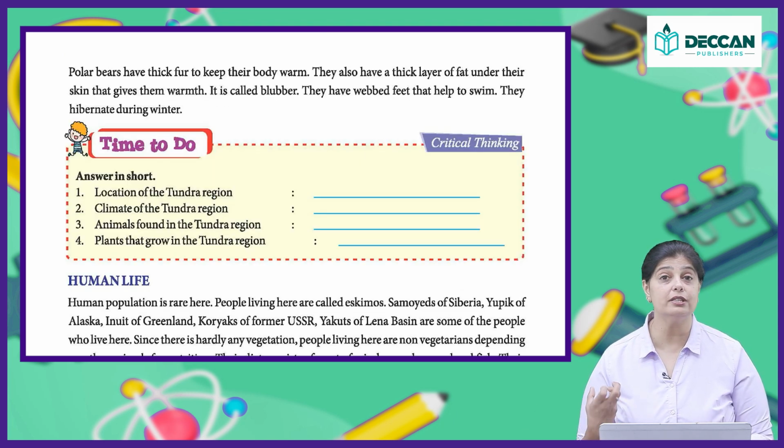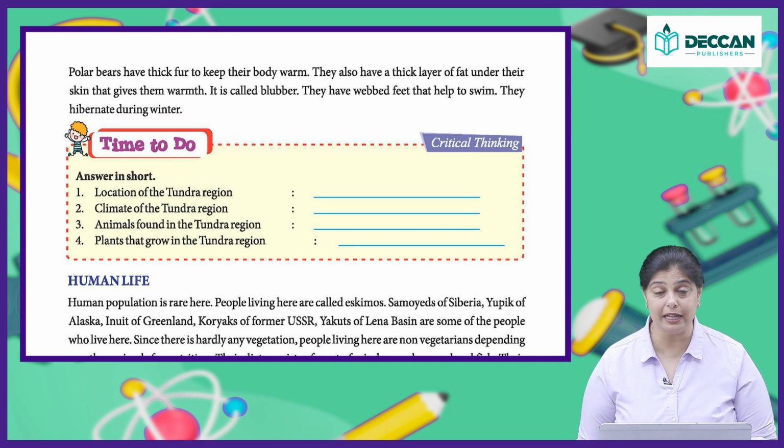They can survive because they have thick fur on their body, and that fur keeps their body warm. They also have a thick layer of fat under their skin that gives them warmth, and this fat is known as blubber. They have webbed feet that help them to swim, and they hibernate during winter. That means they go into the winter sleep. That means they sleep for 6 months at a stretch.